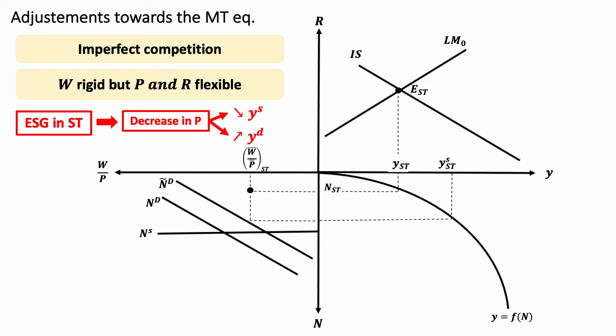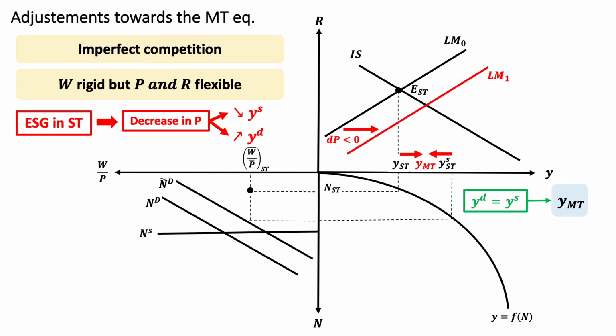Second effect, the decrease in P will increase the demand of goods through the channel of the interest rate. If P decreases, the real balances M over P increase, which means that the money market is in excess supply. This leads to a decrease in R to come back to the equilibrium. This decrease in R will push up investment and therefore the demand.